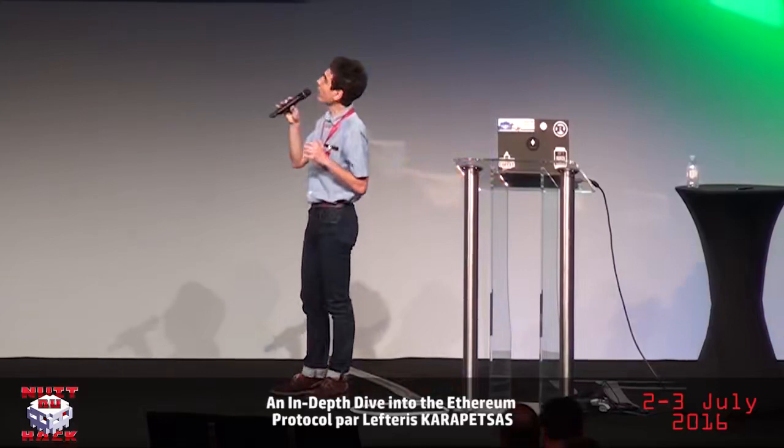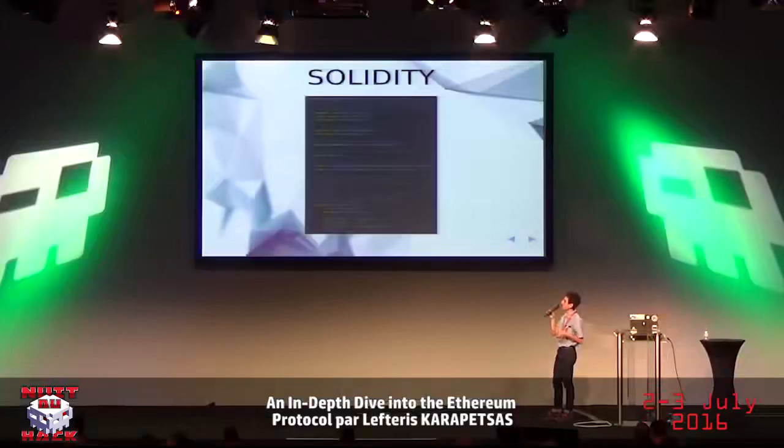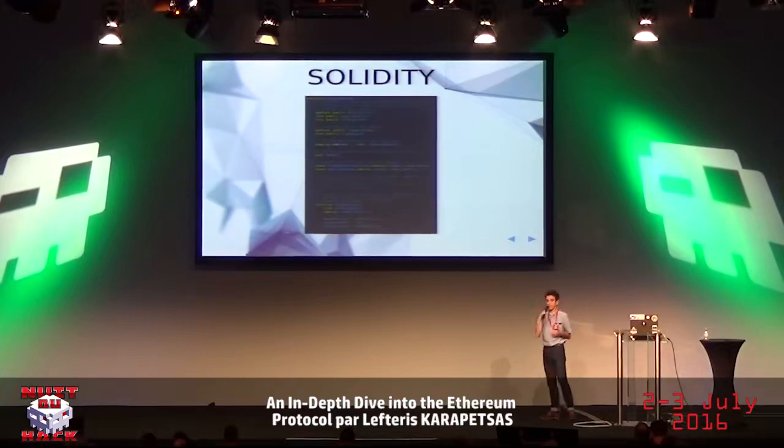Essentially, it's a JavaScript-like language, but it's object-oriented. And where we have classes in other languages, here we have contracts, so smart contracts. Contracts can inherit from each other. They have functions that can call into other contracts, and due to the object-oriented design of the language, functions can also be overloaded.